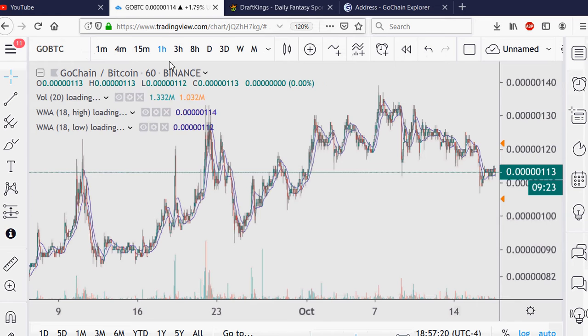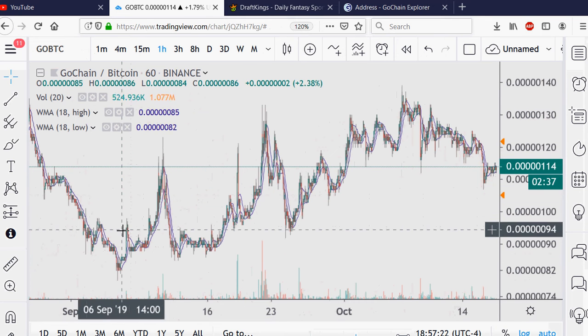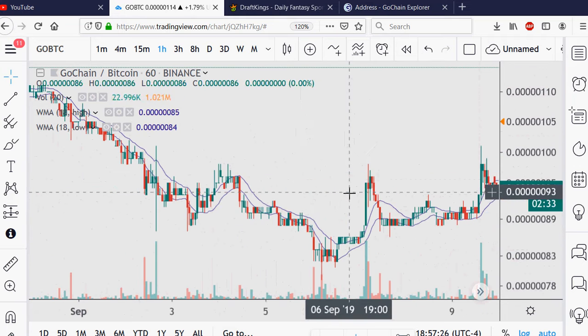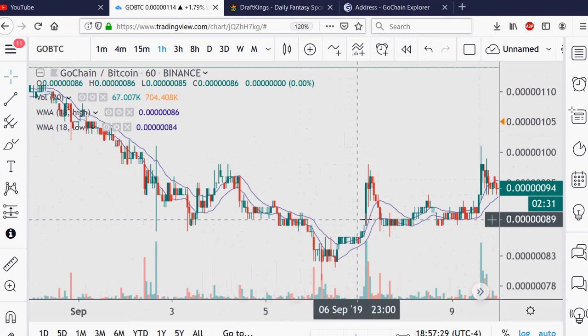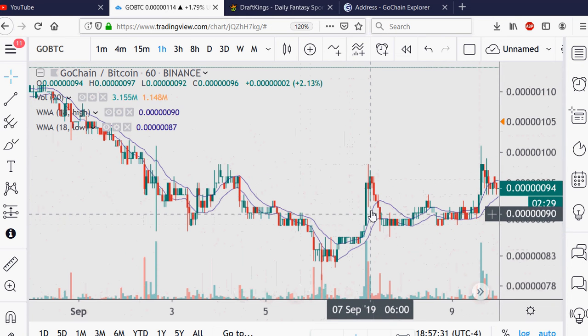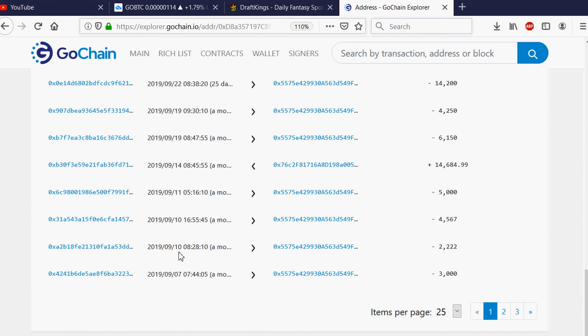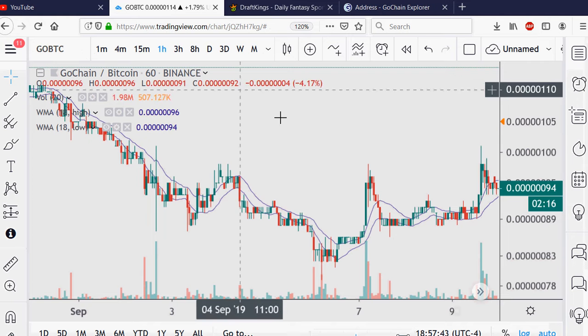Well, let's take a look at what it looked like. And September the 7th is back in here. So let's just take a look. This is the hour time frame. So it's September 7th at 7:44. Well, the market went up. So obviously that would have been selling some. And then on the 10th of September at 8:28, I did the same thing, 2222. So let's take a look at 8 o'clock in the morning on September the 10th.